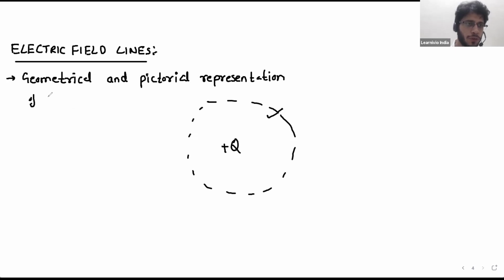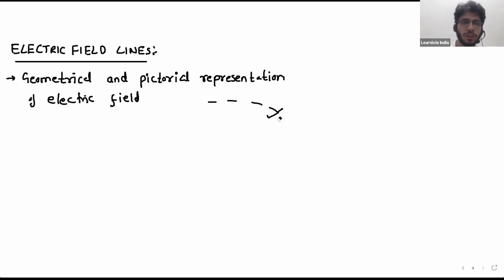Representation of electric field. So the geometrical or pictorial representation of electric field is basically electric field lines. Just by looking at the field lines now, you can decide various properties of the electric field. You can decide what is the direction of field. You can decide where the field is strong, where the field is weak. You can even decide the position of the neutral point. Just by looking at the field lines, you can decide various properties of the field.